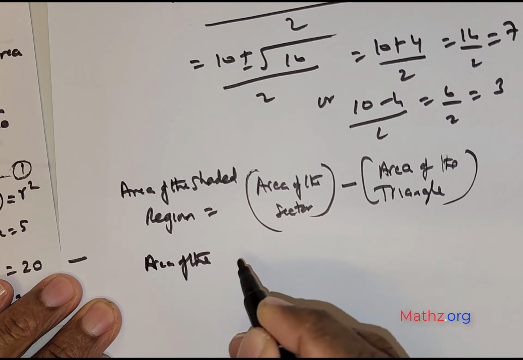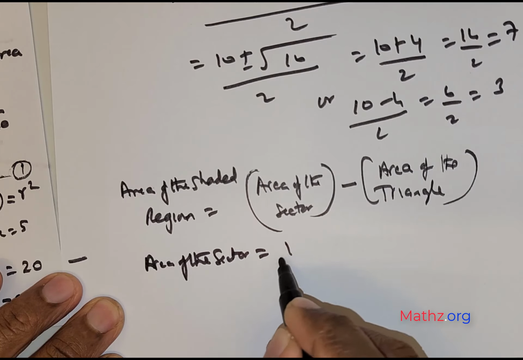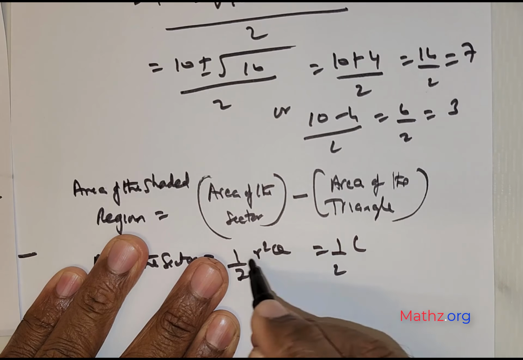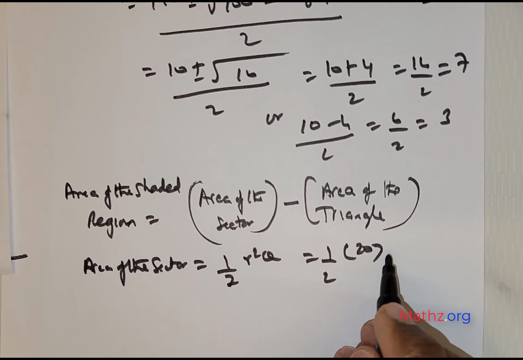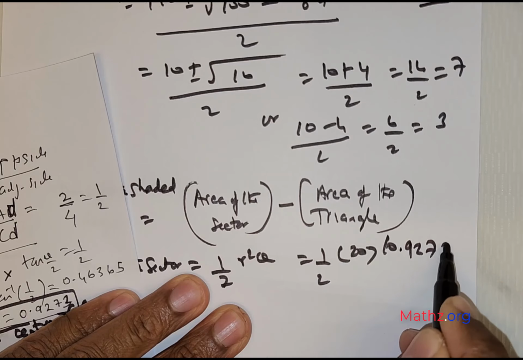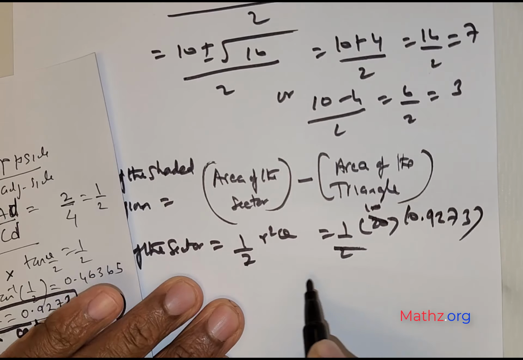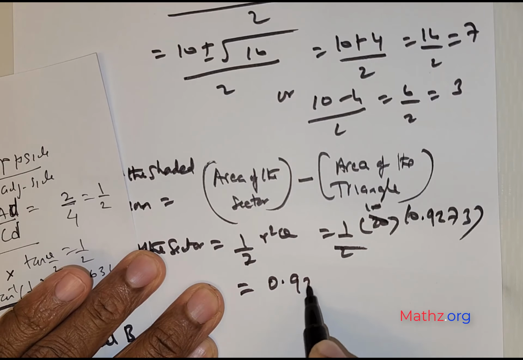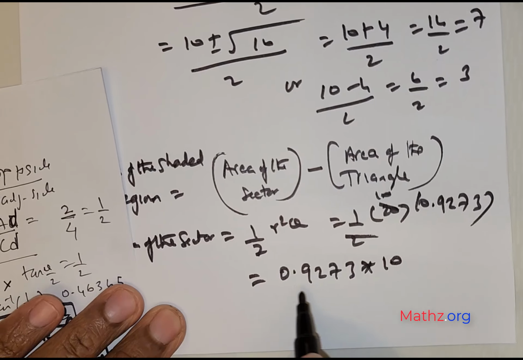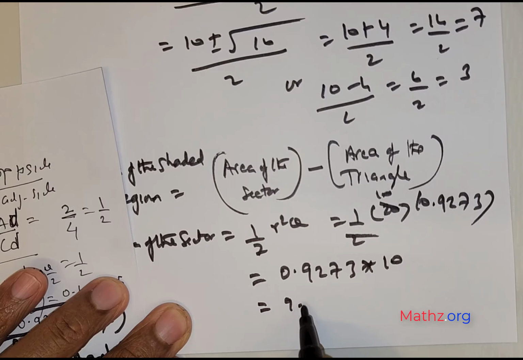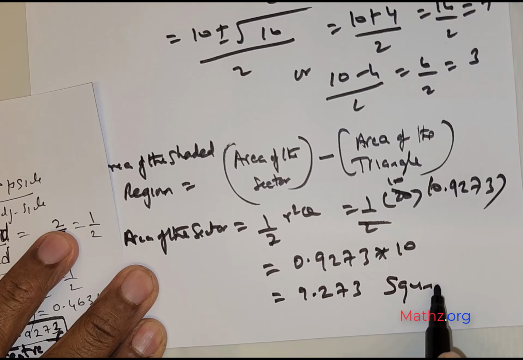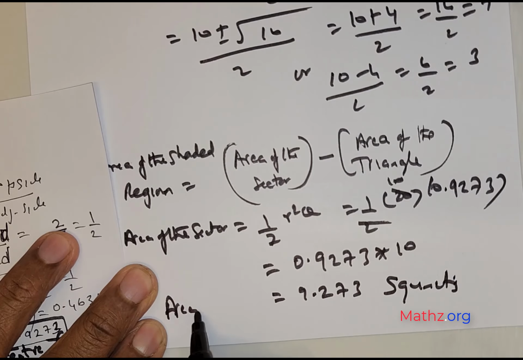Area of the sector as a formula is half times r squared theta. Now which is equal to 1 over 2 times r squared is 20. My theta, we got the value of theta is 0.9273. 2 divides here 10 times. So you have 0.9273 multiplied with 10. That means the decimal will move towards the right. So this is going to be 9.273. This is the area, right? So I'm just going to take it as square units. Area of sector.